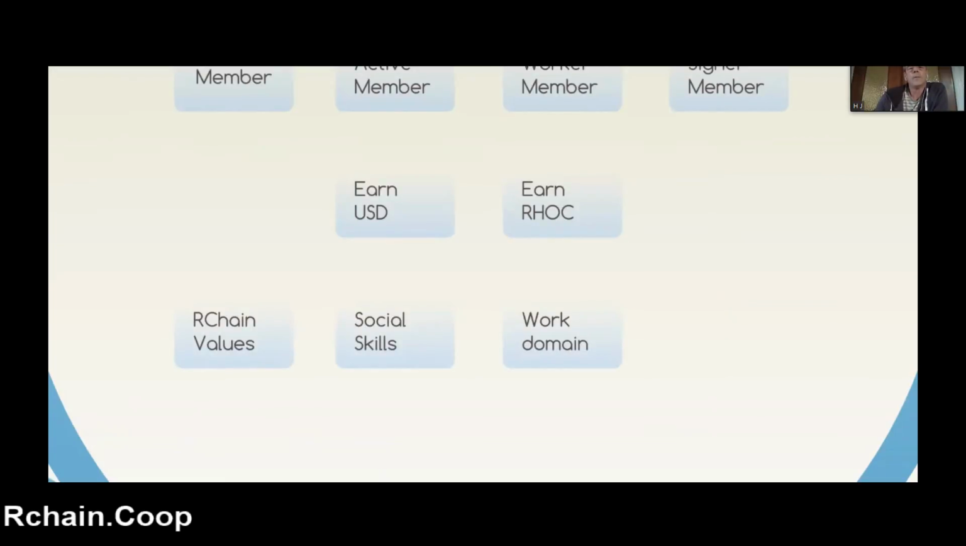So when somebody wants to become a very involved member, they have to agree with the values that RChain has. They have to tell something about their social skills and the work domain they are going to work in. It could be, for example, development, communication, finance, and support. So this is developed at the moment, but you could imagine all kinds of different trees.